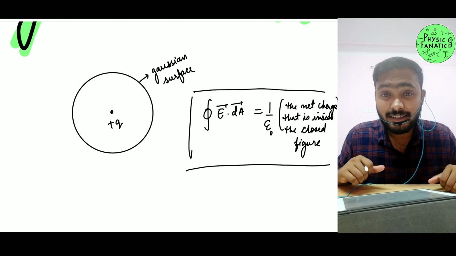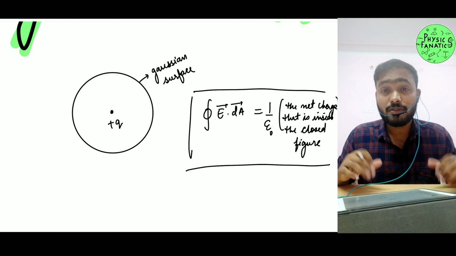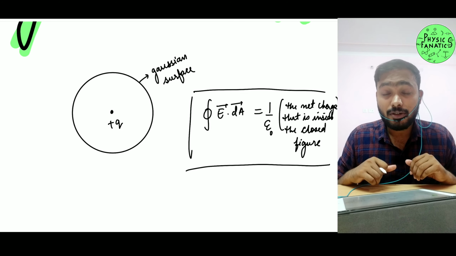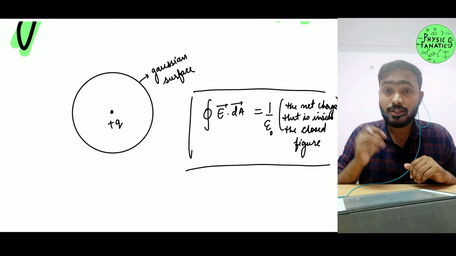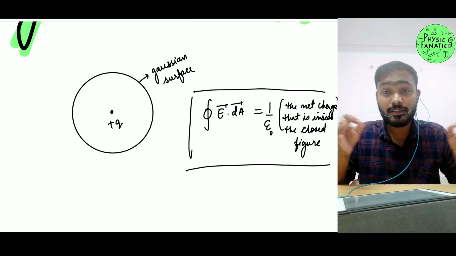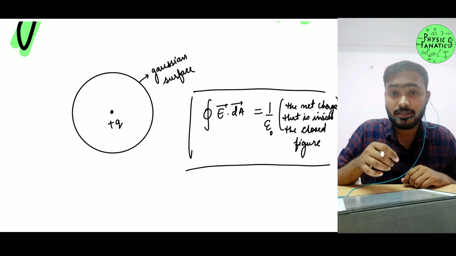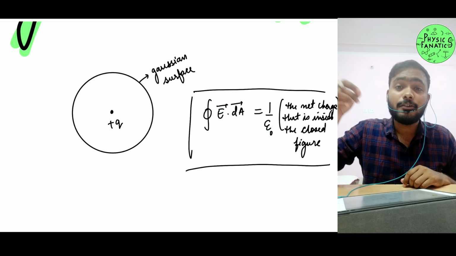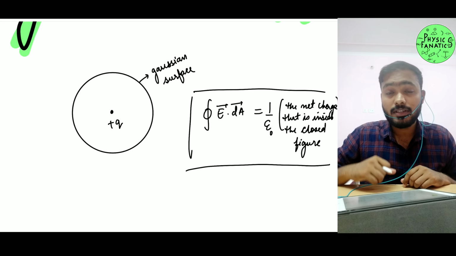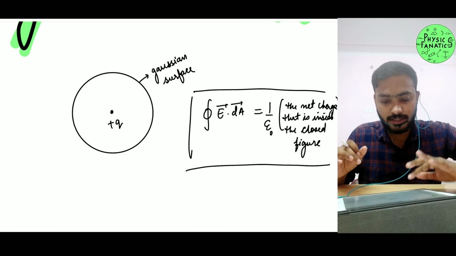We have already done one application of Gauss law in which we talked about a spherical shell. We talked about electric field due to a spherically charged shell at different points. One, we took a point inside the charged spherical shell, one on the surface, and one which is far away from the spherical shell. So we have already done the first application.